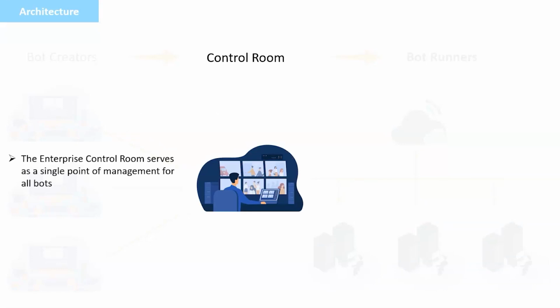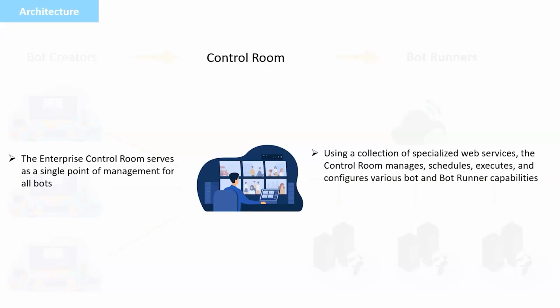Control Room. The Enterprise Control Room serves as a single point of management for all bots. Enterprise Control Room is placed on a server in the data center and configured to work with the other data center components. A reverse proxy is in charge of listening for requests for remote connections and sending them to the appropriate specialized service. Using a collection of specialized web services, the Enterprise Control Room manages, schedules, executes, and configures various bots and bot runner capabilities.